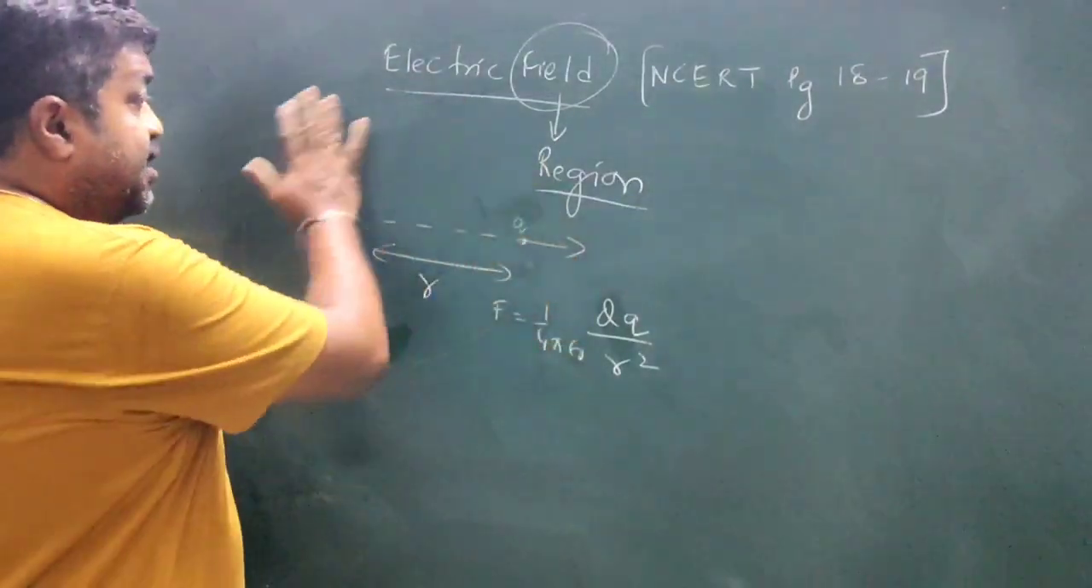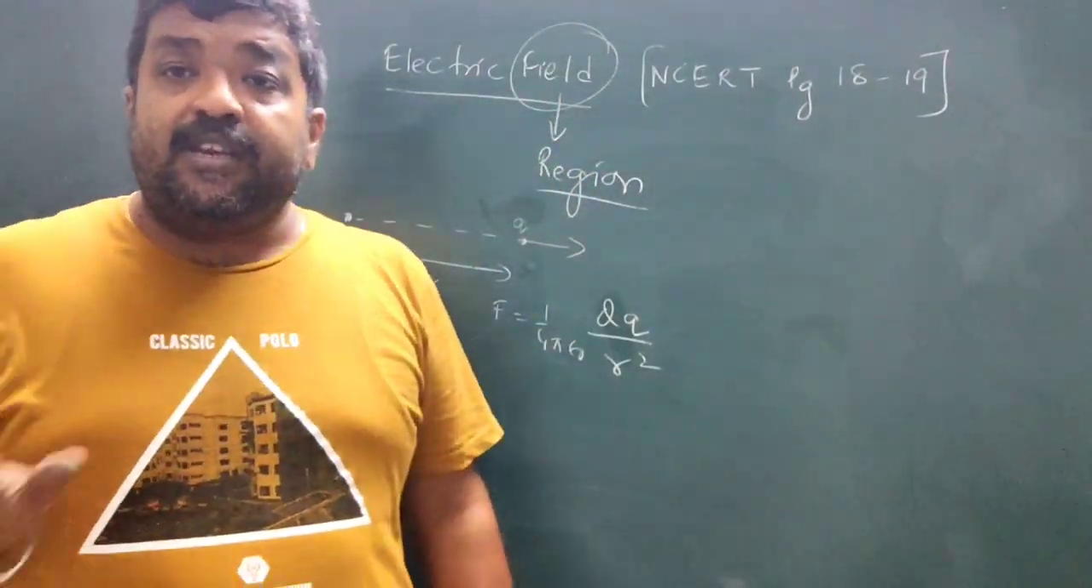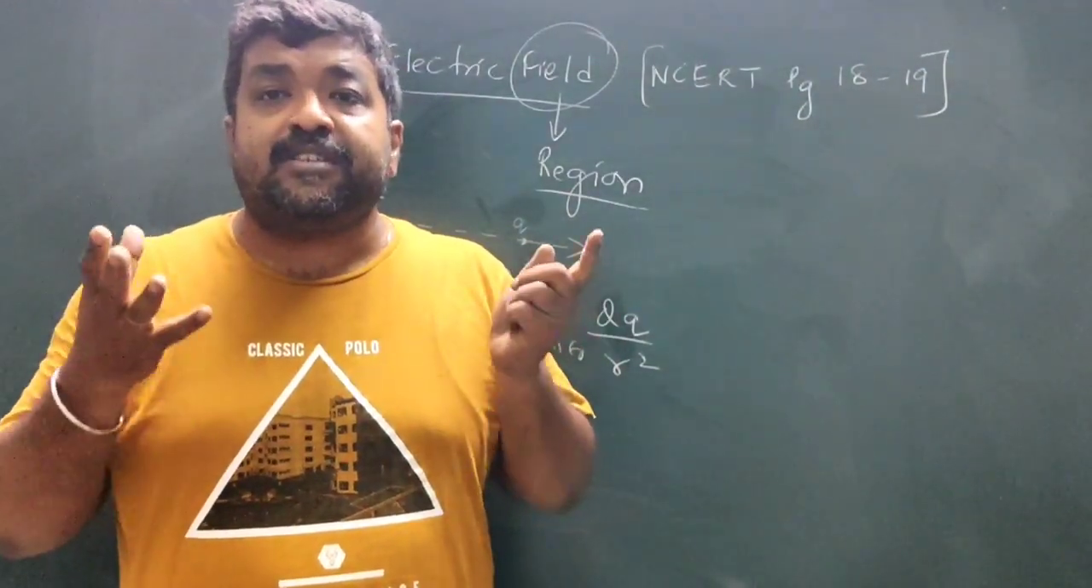So see, field means region. Electric field means a region where electrostatic property can be seen, can be experienced.